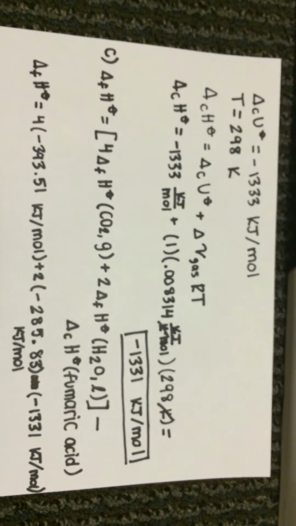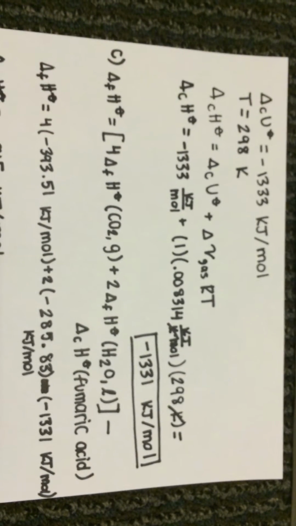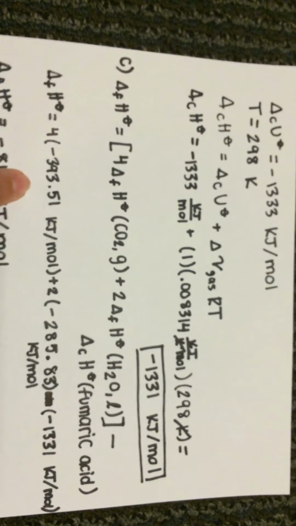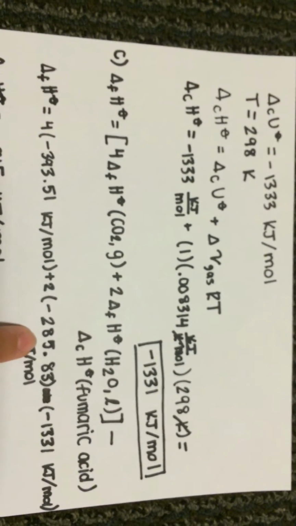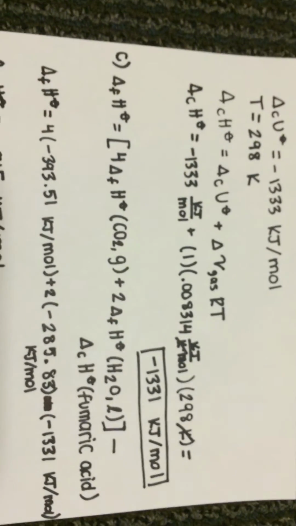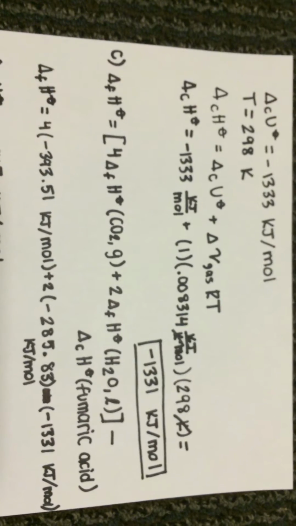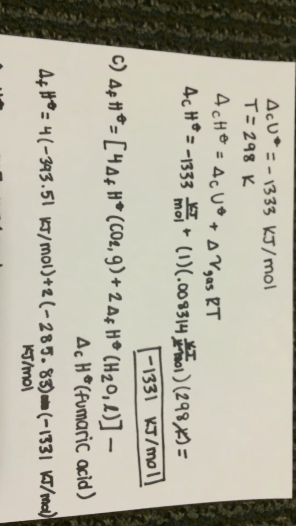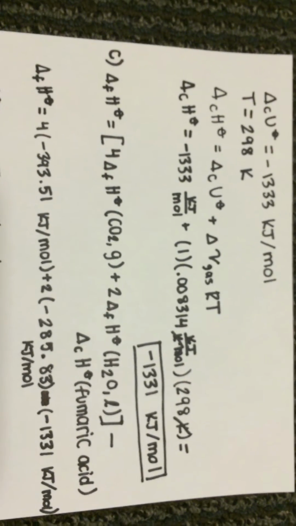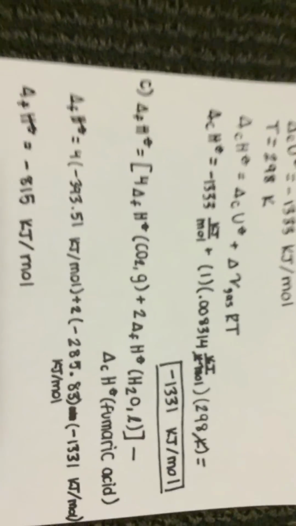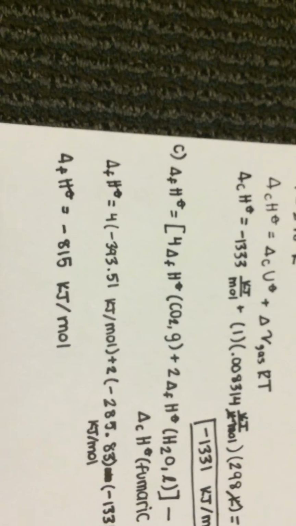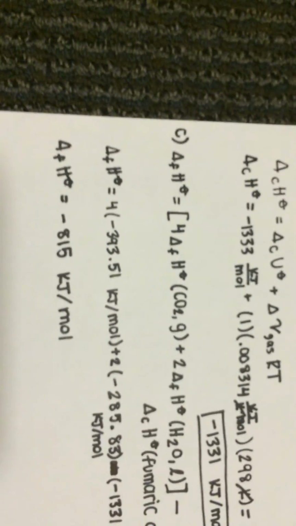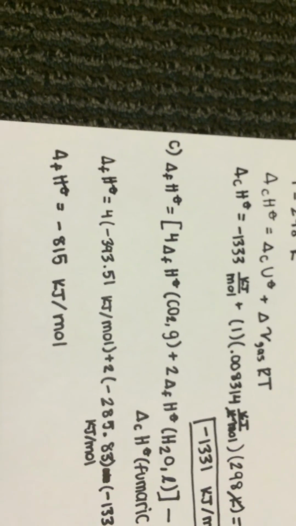As I just previously stated, our negative 1331 comes from part B, and then our negative 393.51 and negative 285.83 are values that I took from the back of the book. You just look them up under the standard enthalpy of formation of carbon dioxide and water. So by plugging all of that in, we get our final answer that the standard enthalpy of formation of lactic acid is negative 815 kilojoules per mole.